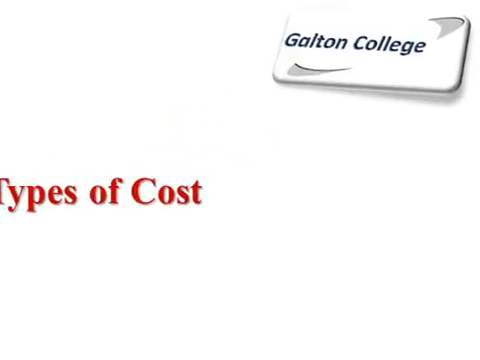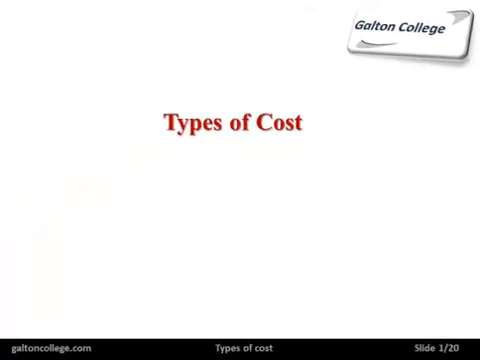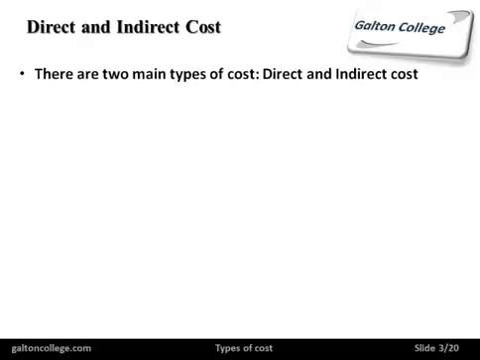In this video we want to talk about the types of costs, or more specifically the grouping of costs under different headings. The main type of grouping we're going to look at is this distinction between direct and indirect cost. So these are the two main types. This is a very general way of grouping costs and looking at this distinction.